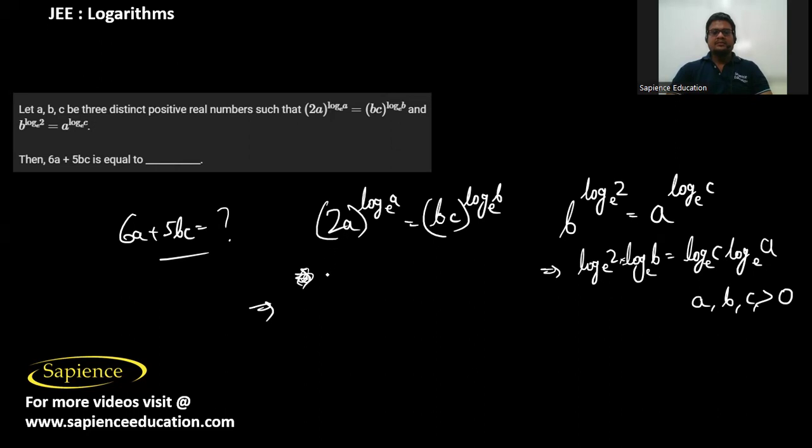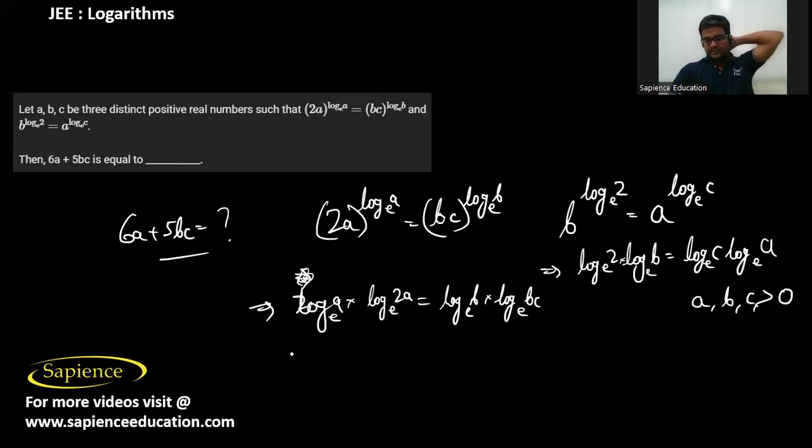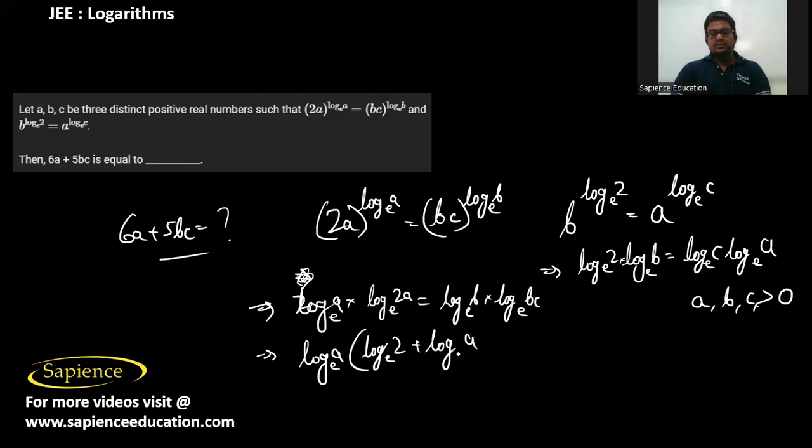And here also, a, b, and c should be greater than 0. So here if you apply log, then it will be log a base e into log of 2a base e, that is equal to log b base e into log bc base e. So this we can write: log a base e into log 2a, means log 2 base e plus log a base e, equal to log b base e into log b base e plus log c base e.